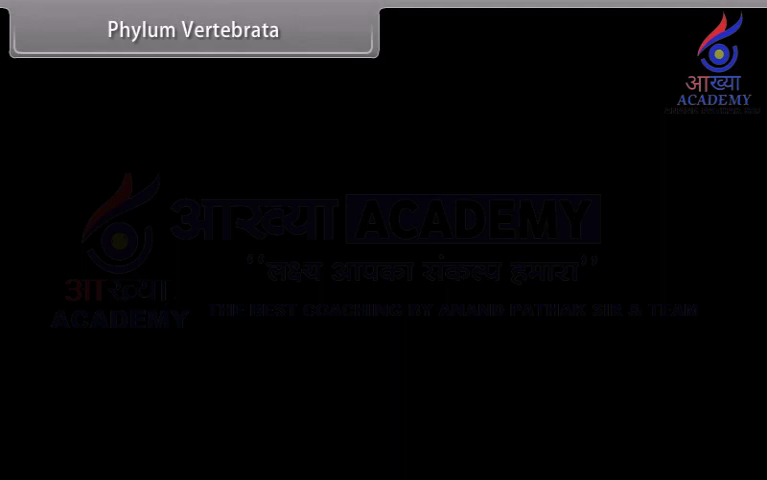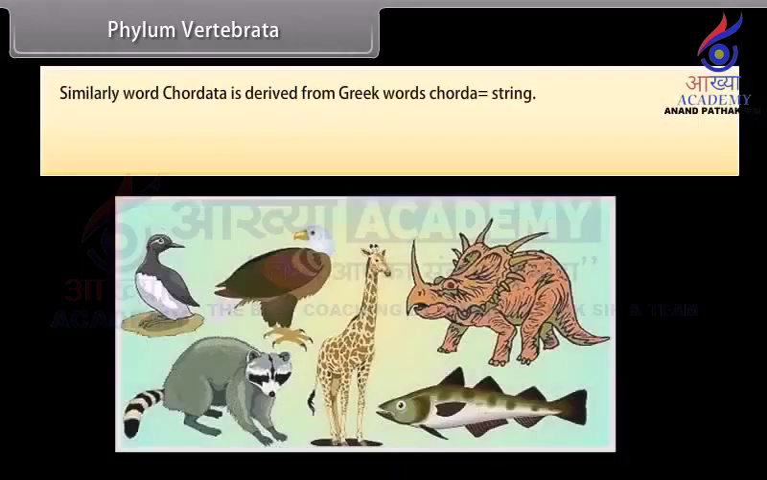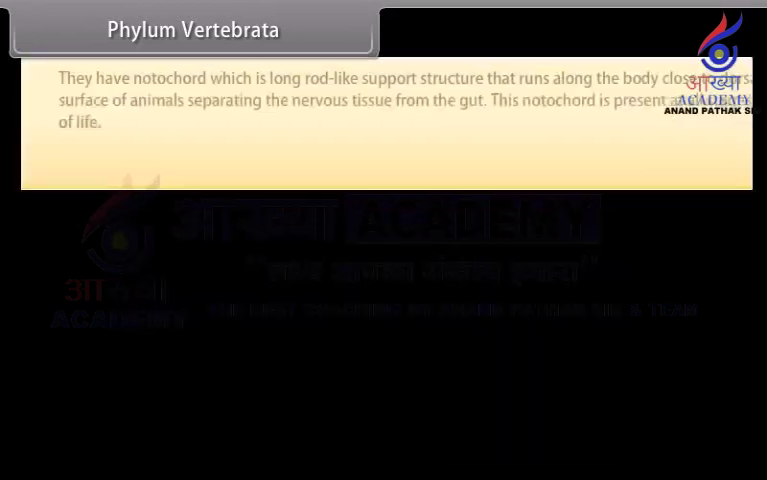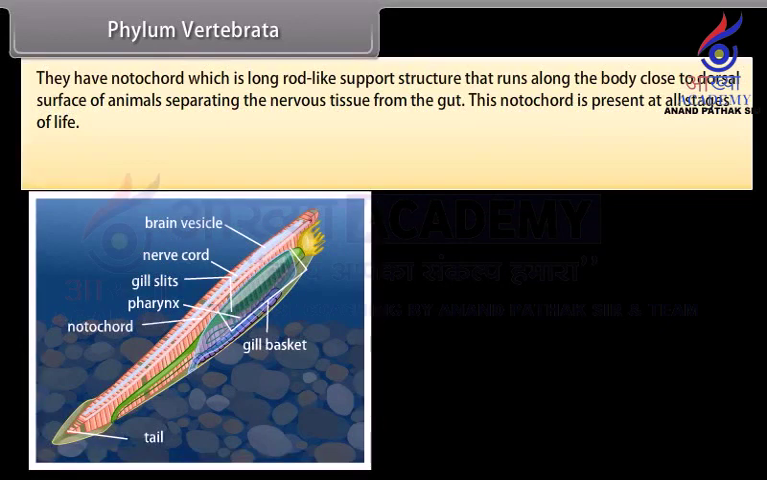Phylum Vertebrata. Similarly, the word chordata is derived from the Greek word chorda, which is string. The animals are bilaterally symmetrical, triploblastic, coelomic, and segmented with complex differentiation of body tissues and organs. They have a notochord, which is a long rod-like support structure that runs along the body close to the dorsal surface of animals, separating the nervous tissue from the gut. This notochord is present at all stages of life.